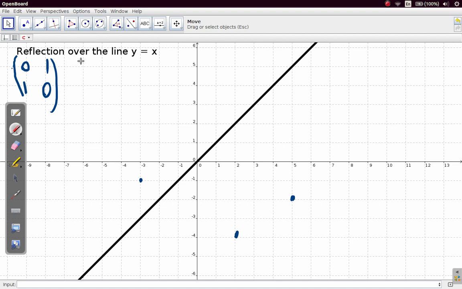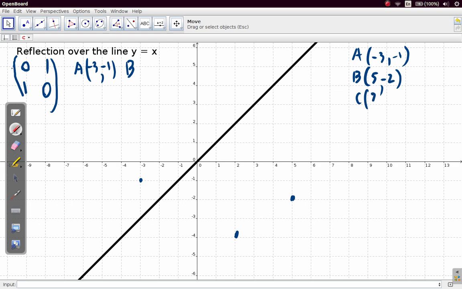We have A at (-3, -1). Let's draw it up here. A is (-3, -1). B is at (5, -2). C is at (2, -4).